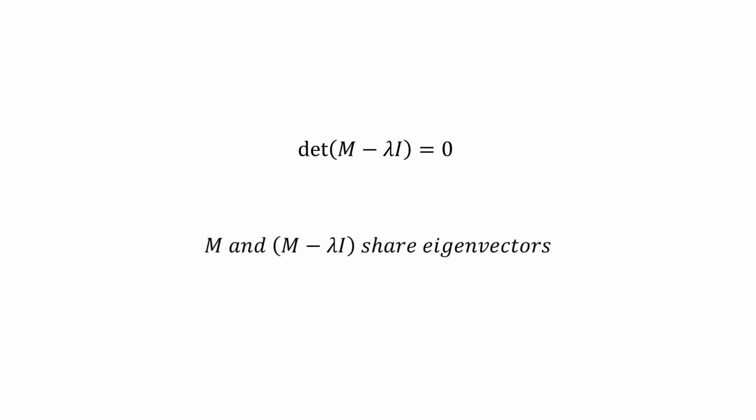The reason why we stop here is that finding the eigenvectors of M minus lambda I is very easy due to the fact that it has a determinant of 0, and M having one eigenvector implies and is implied by M minus lambda I having one eigenvector, as they both share eigenvectors as we have just proven.